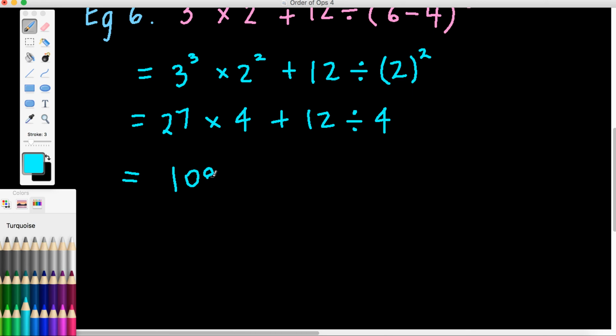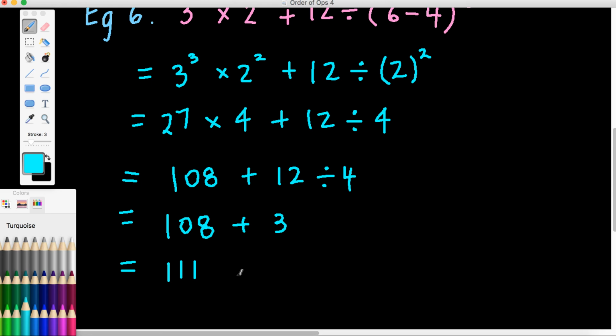Alternatively, you could do 4 times 25, that would take us up to 100. And then we've got 4 times 2, because that was the extra little bit that we've left off. So a few different mental strategies that you could use. We're left with this. And then finally, we can't do the addition yet because we've got division here. So this bit here has to happen first. We need to do 12 divided by 4. So 12 divided by 4 is 3. And finally, 108 plus 3, 111.